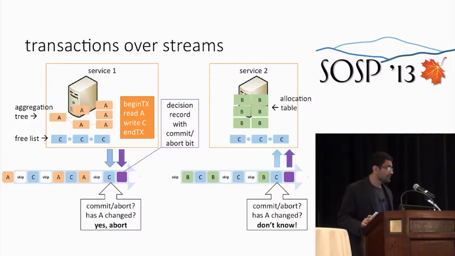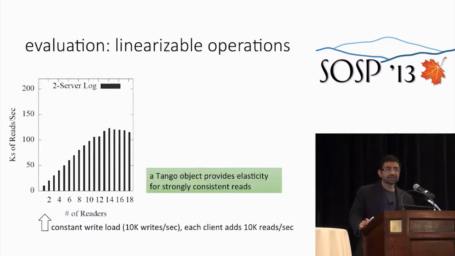So I'm going to move on to evaluation. The evaluation setup is very simple. We have 18 Tango clients running against a Corfu deployment. The Corfu deployment has a varying number of log servers. In this case, there are only 2 servers in the log, and it's doing two-way replication. Every update goes to 2 log servers. The Corfu sequencer is running on a 32-core machine off to the side.